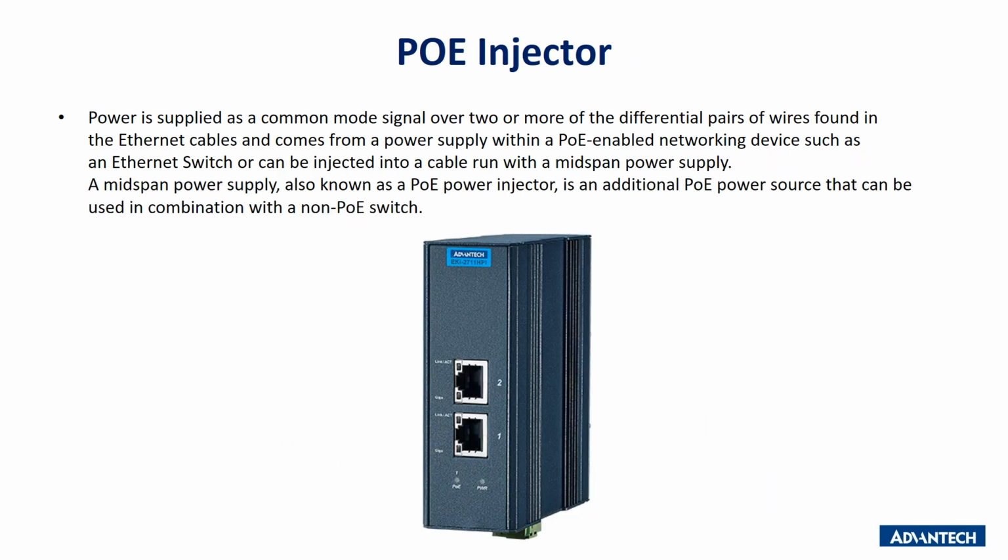Power is supplied as a common mode signal over two or more of the differential pairs of wires found in the Ethernet cables and comes from a power supply within a PoE-enabled networking device such as an Ethernet switch, or can be injected into a cable run with a mid-span power supply. A mid-span power supply, also known as a PoE power injector, is an additional PoE power source that can be used in combination with a non-PoE switch.